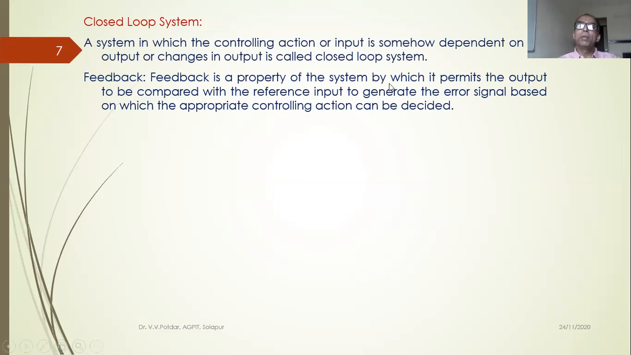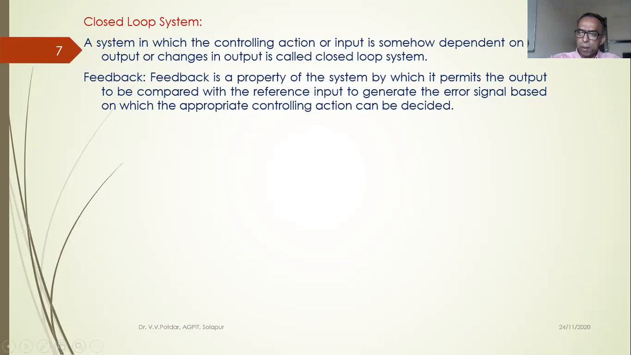Feedback is a property of the system by which it permits the output to be compared with the reference input to generate an error signal, based on which appropriate control action can be decided. This is a major advantage of feedback.